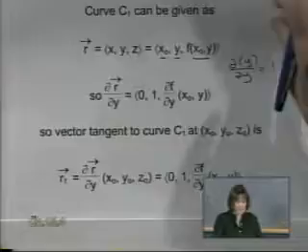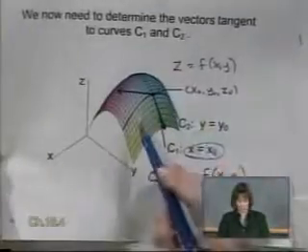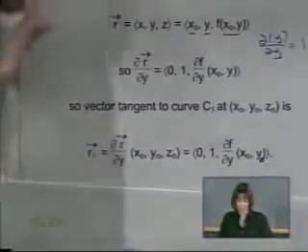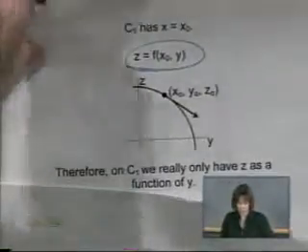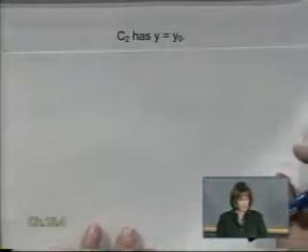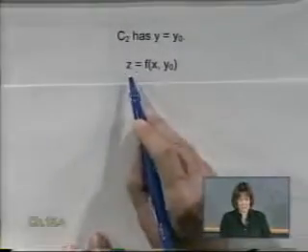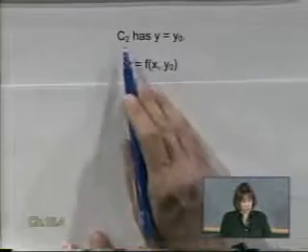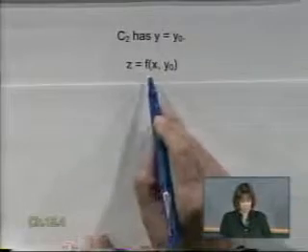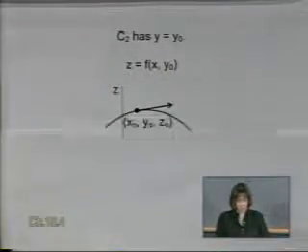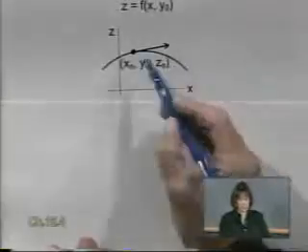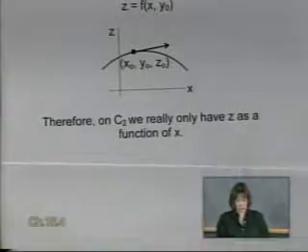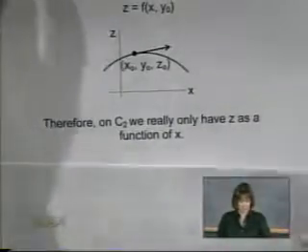Now, I'm going to do the exact same thing for curve 2. In curve 2, we have y equal to y naught. Our function is z equals f of x, y, but since y is fixed at y naught on curve 2, your z coordinate would be given by f of whatever x is, comma y naught. We want to come up with the tangent vector at x naught, y naught, z naught. Therefore, on C2, we really have z as a function of x.